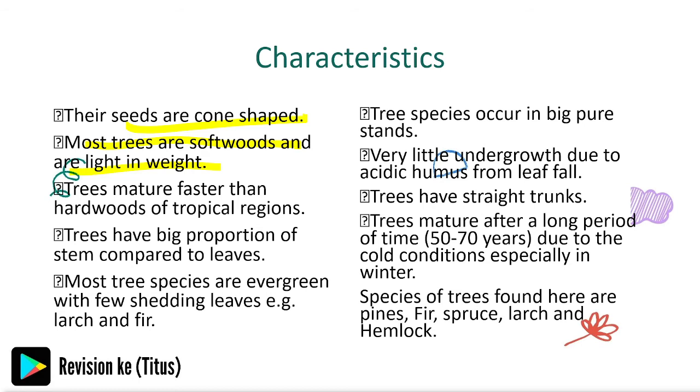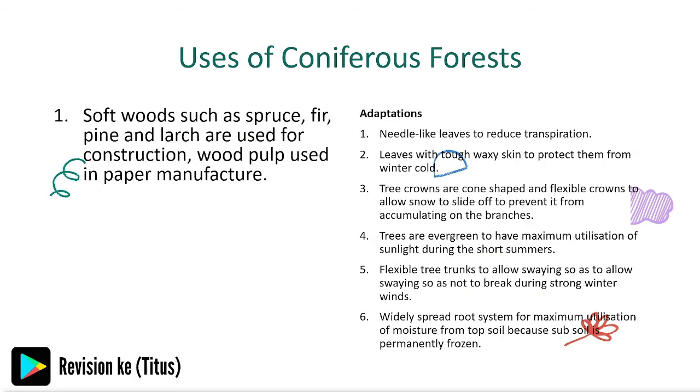Tree species occur in big pure stands. Species of trees found here are pines, spruce, larch, and hemlock. So what could be the uses of such? We have softwoods, which are used for construction and wood pulp used in paper manufacture. And you can look at the adaptations of these trees.